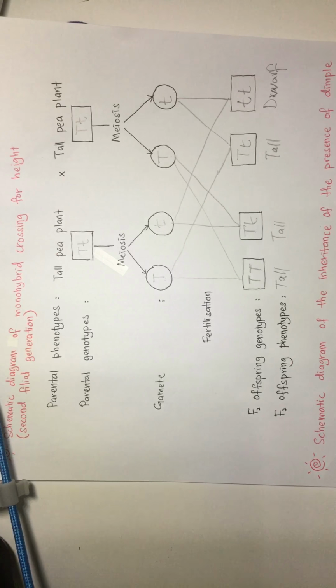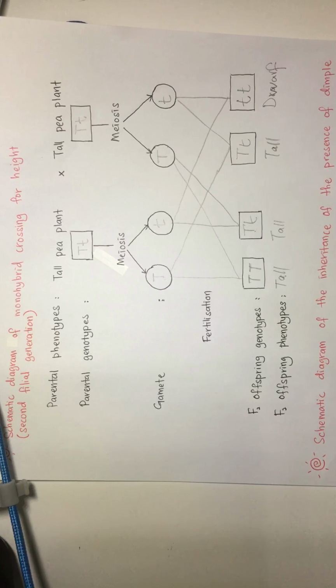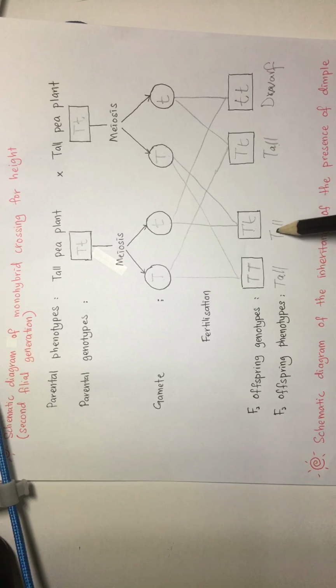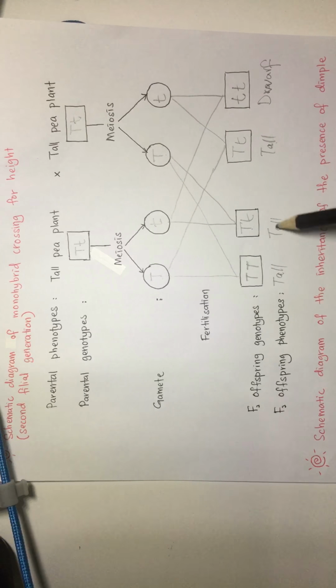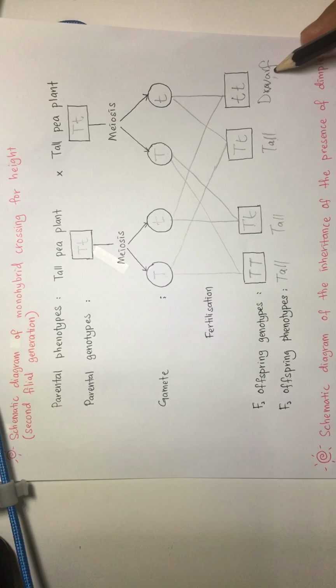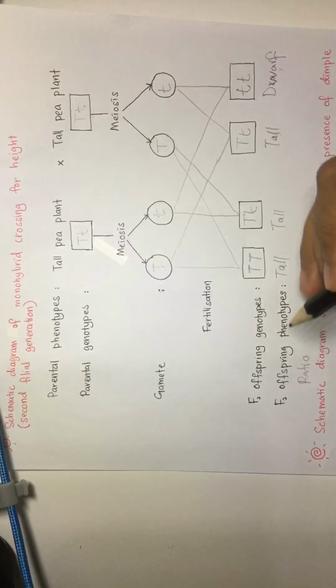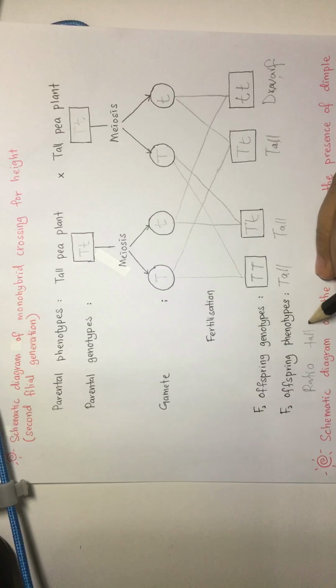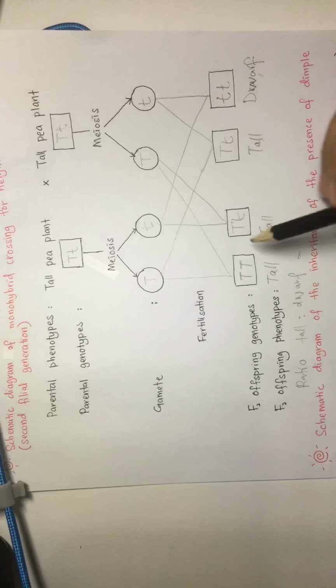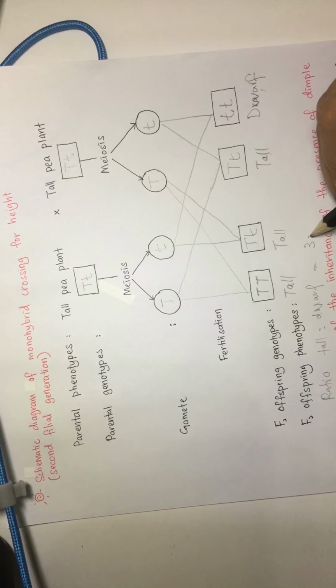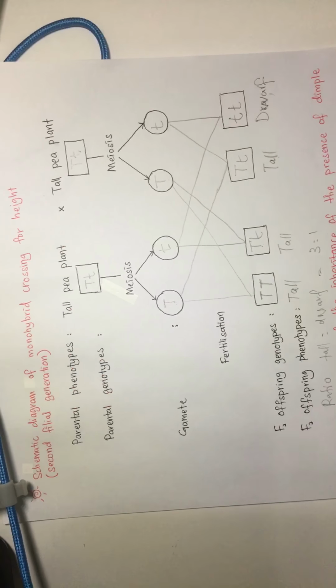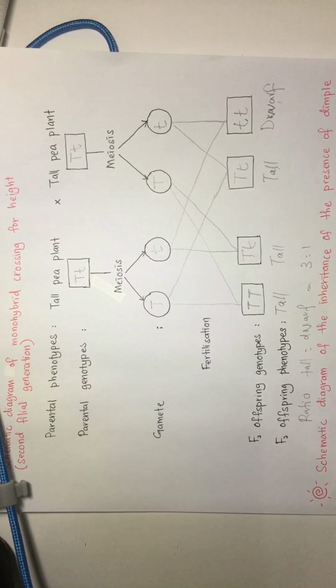Now, can you give me the ratio between the tall and the dwarf offspring? Here there are three tall new offspring and one dwarf. So if we want to write down the ratio of tall to dwarf plants, it will be 3 to 1, tall to dwarf. So that is the ratio.